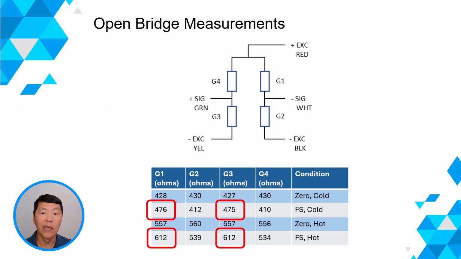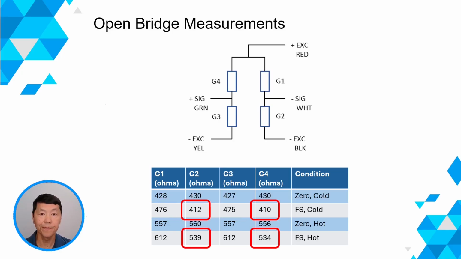Third, at the full-scale pressure and at the cold and hot temperatures, we'll see that the resistances of G1 and G3 will increase relative to the 0 pressure condition at both temperatures. We'll also see that at the full-scale pressure, at the cold and hot temperatures, the resistances of G2 and G4 would decrease relative to the 0 pressure condition at both temperatures.